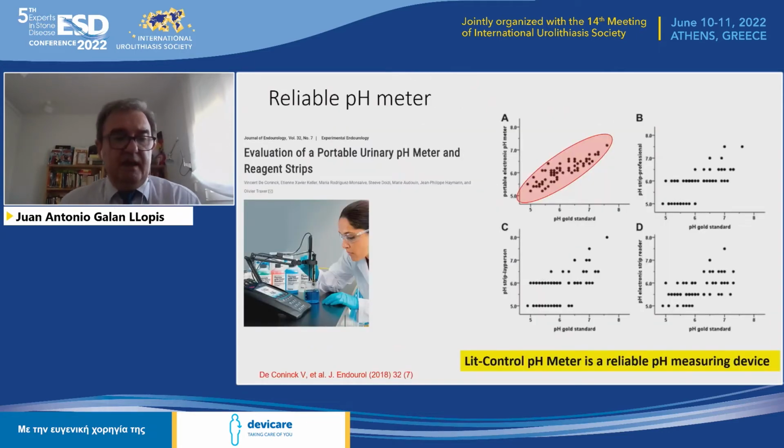Koenig and co-workers evaluated in 2018 several methods for pH measurement comparing to the gold standard, which is the professional lab pH meter. They reached the conclusion that the LEAD Control portable electronic pH meter was a reliable pH measuring device.